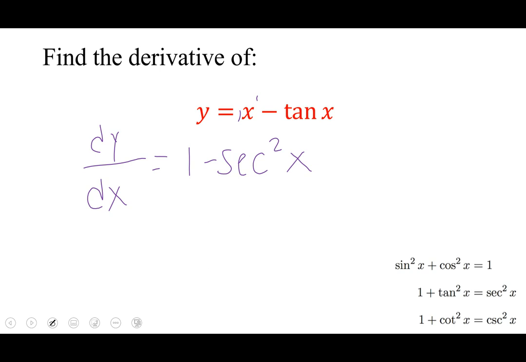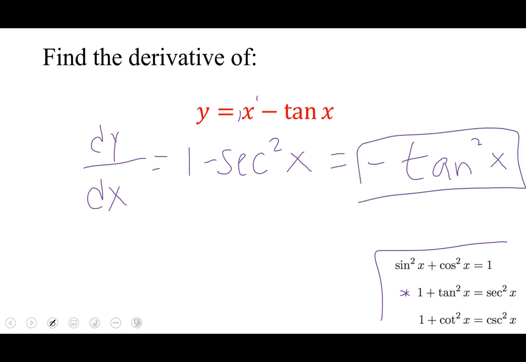While technically that is a fine answer, you should try to simplify if and when you can. So notice that here in the bottom right-hand corner, I have those three Pythagorean identities. So 1 minus secant squared, while that is not exactly one of the identities, if I was to rearrange this second one and move the secant squared to the left side, I would then move the tangent squared to the right side, and I could go ahead and simplify this to be negative tangent squared of x.